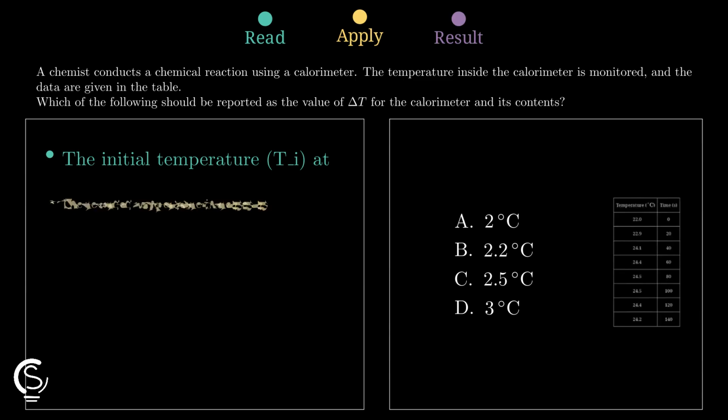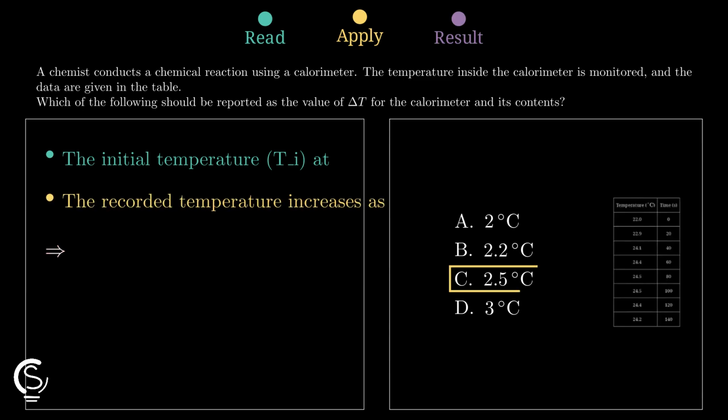Finally, subtract the initial temperature from the final peak. 24.5 minus 22.0 equals 2.5. Option C is correct.